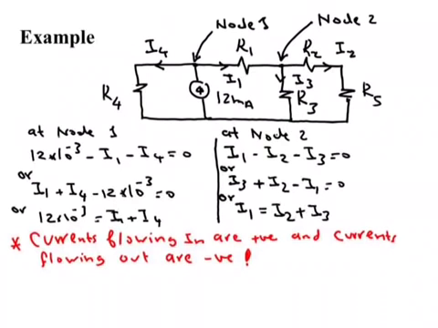Or you can simply say the current flowing in is equal to the currents flowing out. So only one current flowing in, so I1 will be equal to I3 plus I2, which is the last formulation. All three are identical. It's just a different way of looking at KCL at the node.